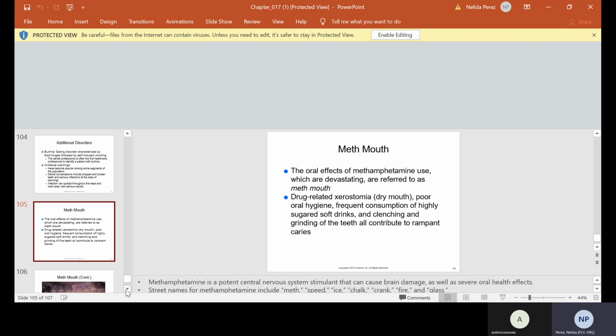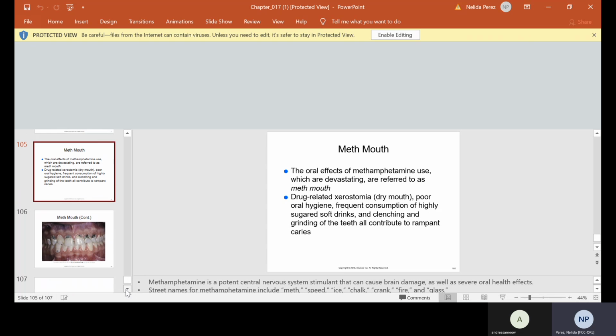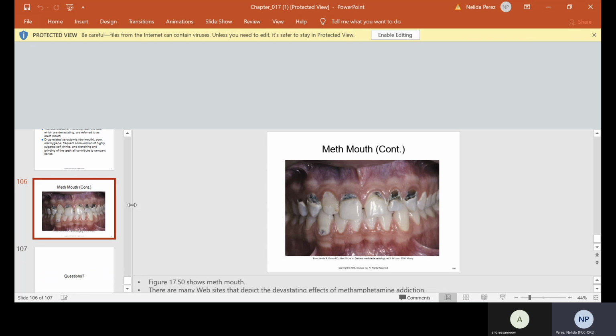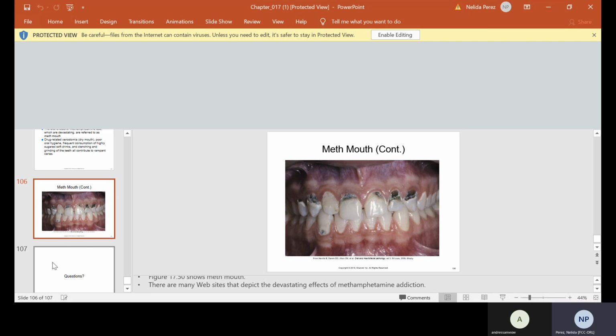And other names for meth could be speed, ice, chalk, crank, fire, and glass, if you've heard of that. And it is also a potent central nervous system stimulant that can cause brain damage, as well as severe oral health effects. And here's what it looks like. So basically, the drug is eating away, or as we say, bombing out the teeth. Causing these holes right here at the gum line of the teeth, and sometimes it's the whole entire tooth.